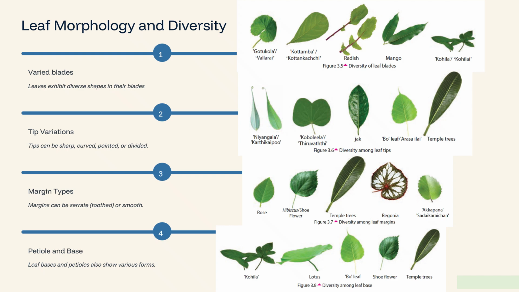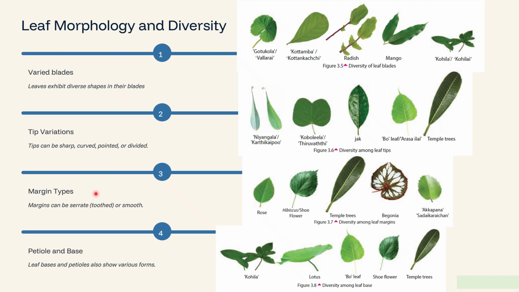Leaf morphology and diversity. Varied blades. Leaves exhibit diverse shapes in their blades. Gotukola, kottamma, radish, mango, kohila, you can see the blades are different. Tip variations. Tips can be sharp, curved, pointed or divided. Nigala, Cobonida, jack, bow leaf, temple trees, you can see different tips in these leaves.